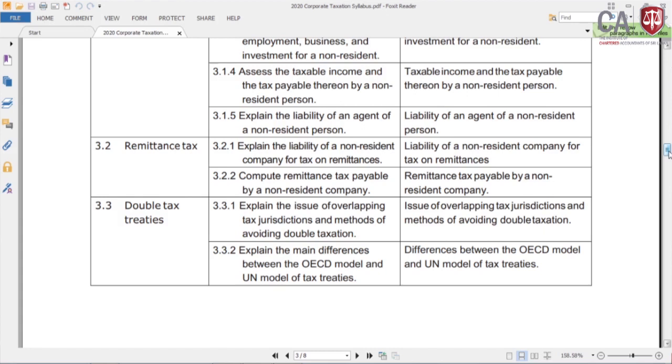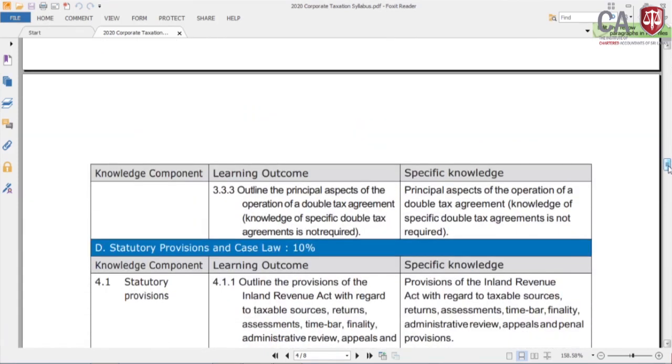All the guidelines are given in the particular DTA. Explain the main differences between the OECD model and the UN model of tax treaty, the two different models used when developing double taxation treaties, and the main differences of these two models. Then outline the principal aspects of the operation of a double tax agreement, with knowledge of a specific double tax agreement as required.